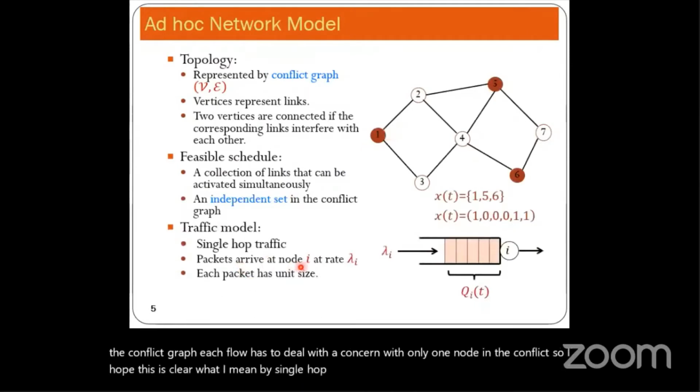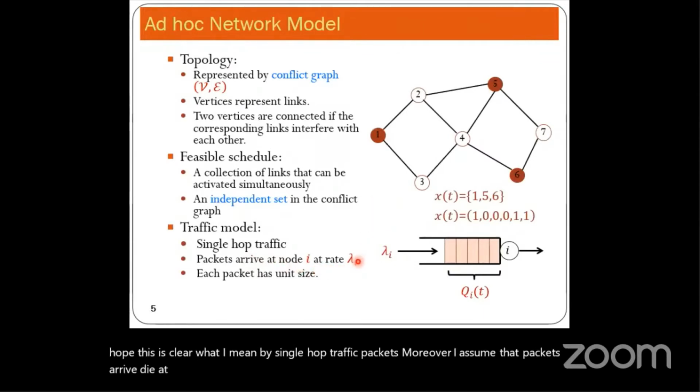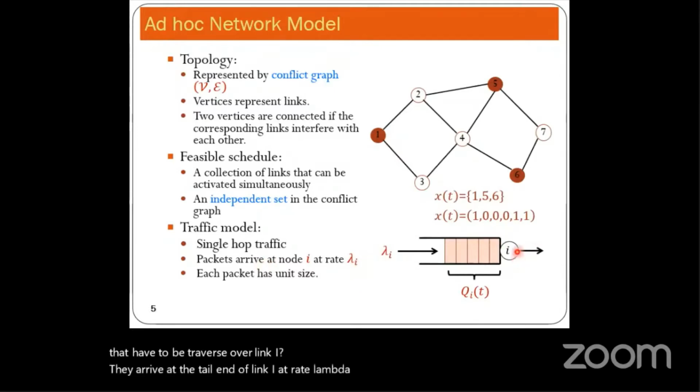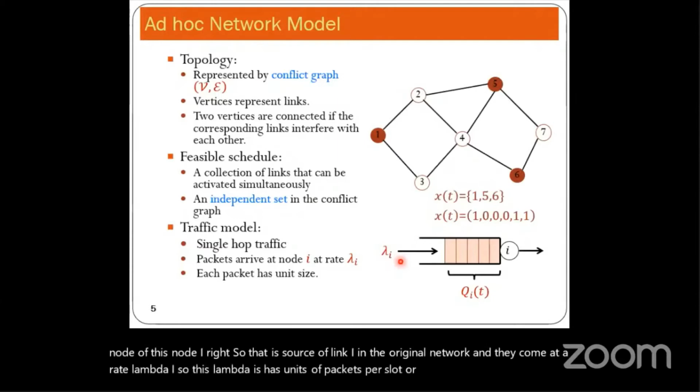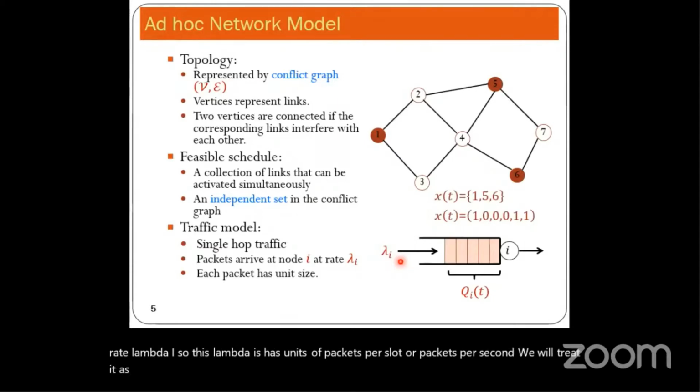Moreover, I assume that packets arrive at node i at rate lambda i. What does it mean in terms of the original network? Packets that have to be traversed over link i arrive at the tail end of link i at rate lambda i. So this queue is actually at the tail end of link i, the source of link i in the original network, and packets come at a rate lambda i. This lambda i has units of packets per slot or packets per second. We will treat it as packets per slot. So there is this notion that the whole system operates like a slotted system.